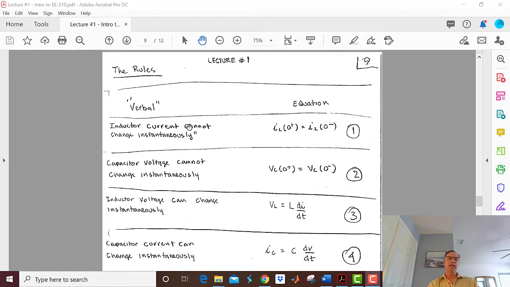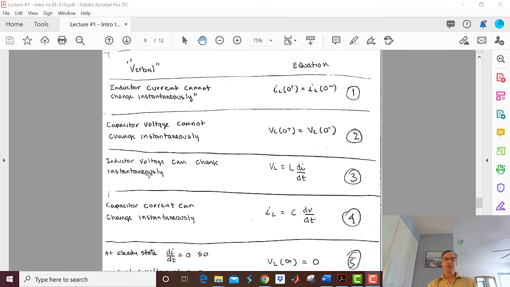So here's a couple of cannots. Let's look at a couple of cans. The inductor voltage can change instantaneously. That means between t equals zero minus and t equals zero plus, yeah, you can change the inductor voltage. And what I show here mathematically is just the basic equation. V equals L di/dt. The current cannot change instantaneously, but the derivative of the current can. See that? So inductor voltage can change instantaneously.